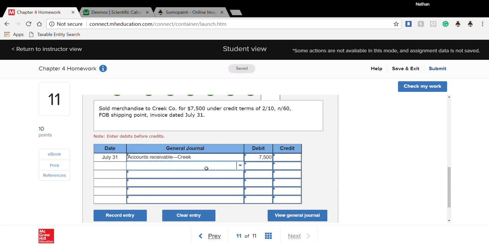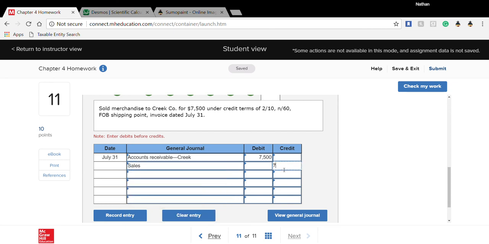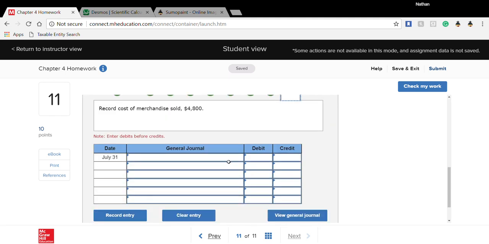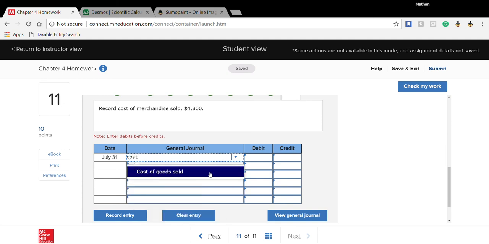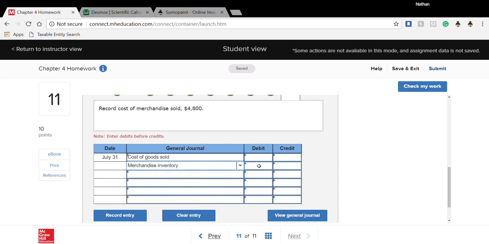Again, we got our sales of $7,500. And then look at 17, which is going to be our cost of goods sold. So one last time, cost of goods sold, merchandise inventory of 4,800.